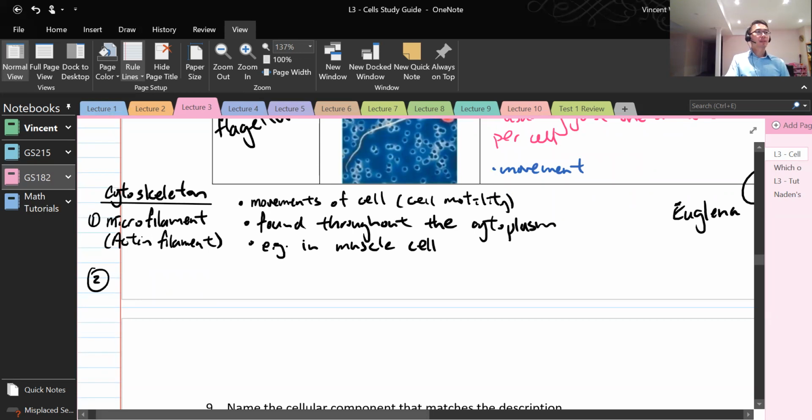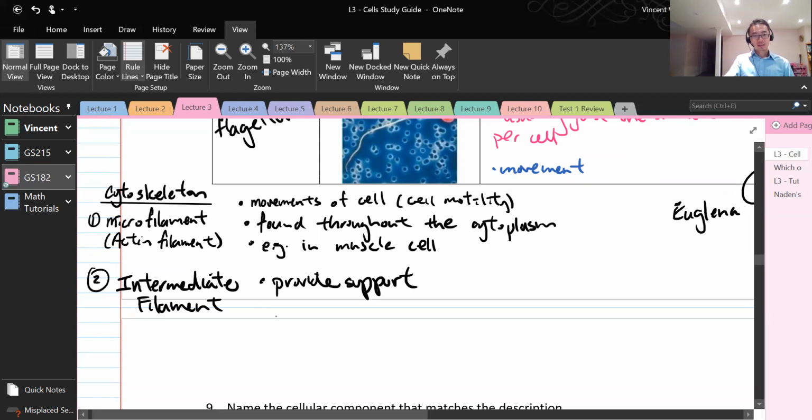Yep. Thank you, Adriana. Is the intermediate filament. Okay, so this one is just to provide support. And more importantly, it allows you to connect with other cells. And so we have a lot of these tight junctions in the body, right? Where you need to seal off areas.